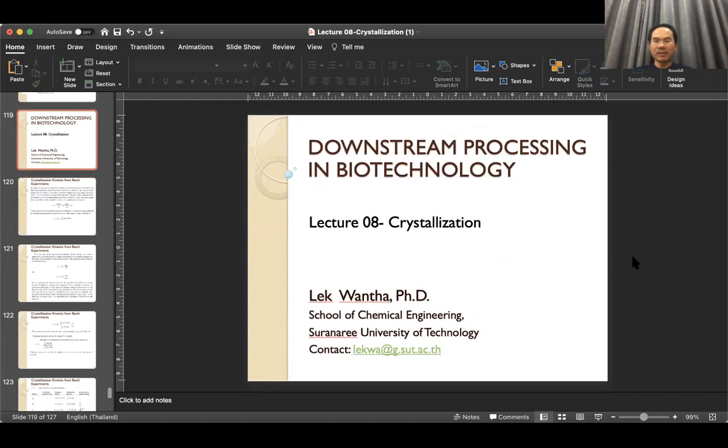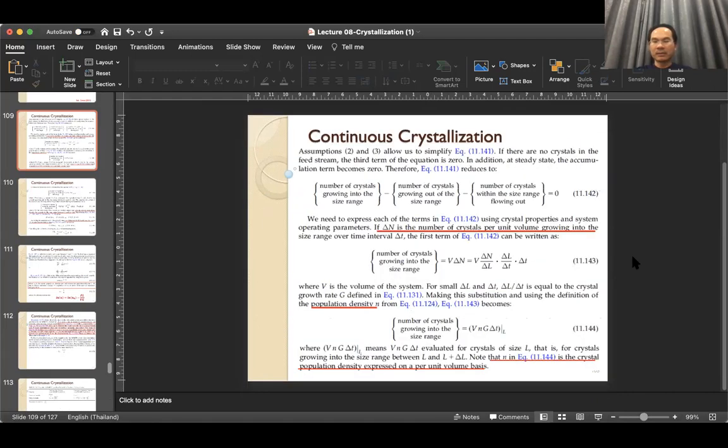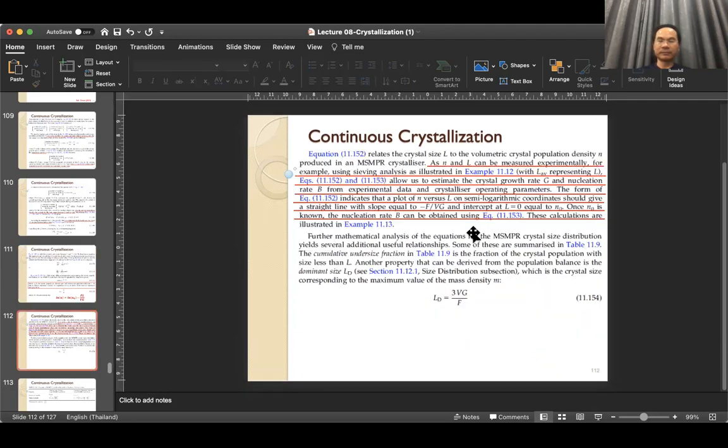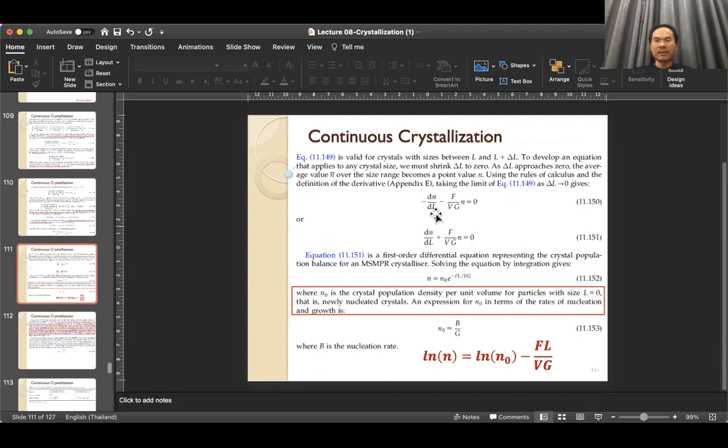This is the population balance for the continuous crystallizer, dn/dL plus F over VG multiplied by n. But for this case, n is a function of L and t for the batch, and there is no flow rate, because the batch crystallizer has no flow in, no flow out. It only has an initial solution, and then we get the crystals in the solution. There is no flow out, no feed for the batch crystallizer. Okay, we cancel this term, and the other term is dn/dt for the batch crystallizer.